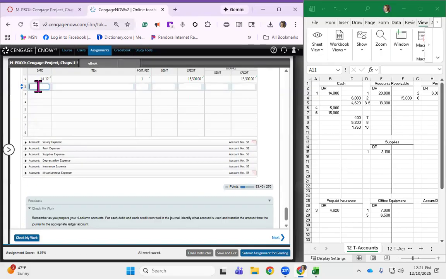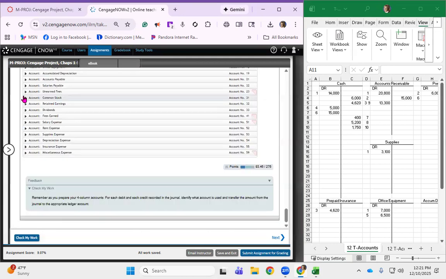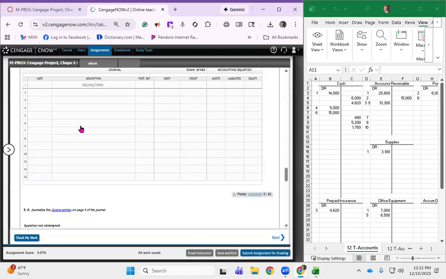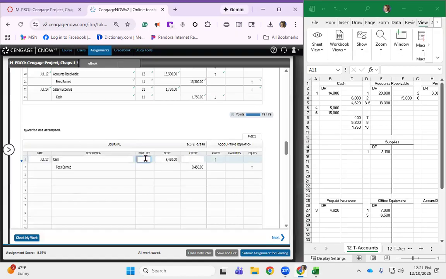Close cash. Go to fees earned. Put July 17th in. So page 2. This is going to be $9,450. Now I need to add that. And I need to add to the balance. Make sure it's credit. Okay, 9450 equals 22,750. So I believe that's good. Now we're going to go post with the account numbers. So cash is 11. Fees earned is 41.